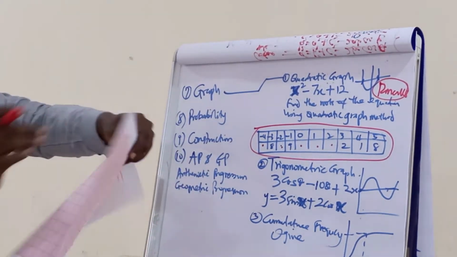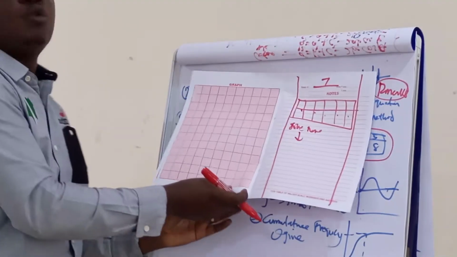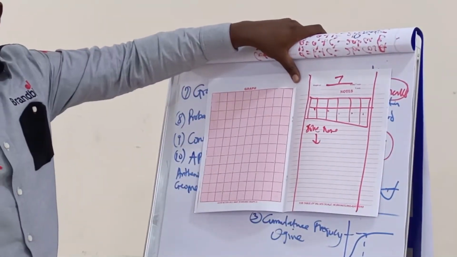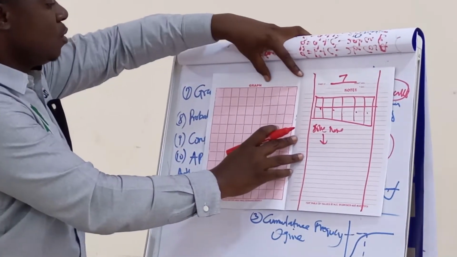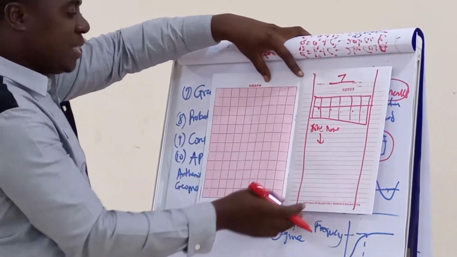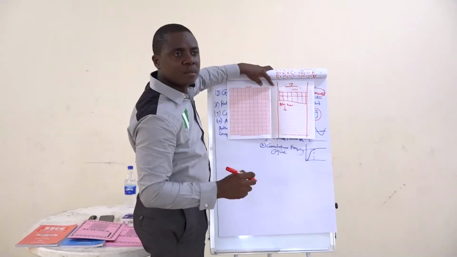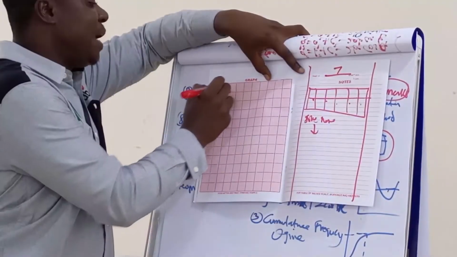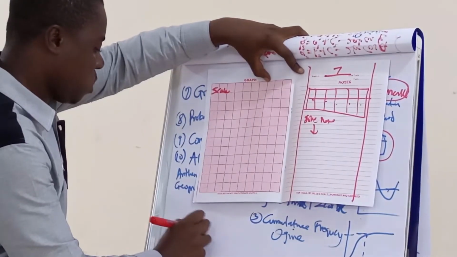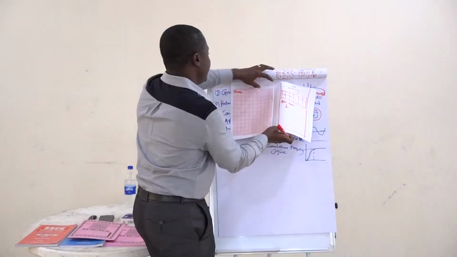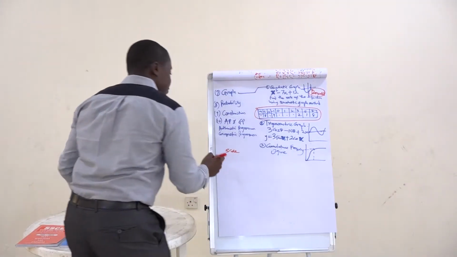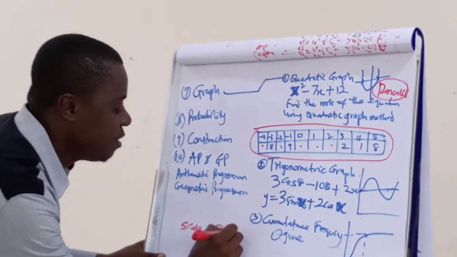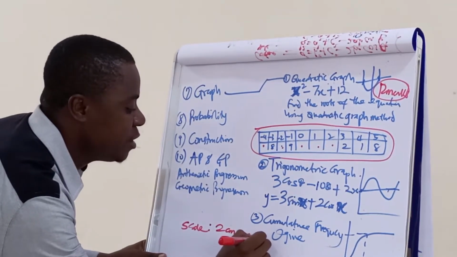Now, when it's time for you to plot the graph, you must label your axes. For example, for the quadratic equation, what do we call the scale? Every graph has a scale. Sometimes the examiner tells you to make sure that 2 centimeters represent 5 units.